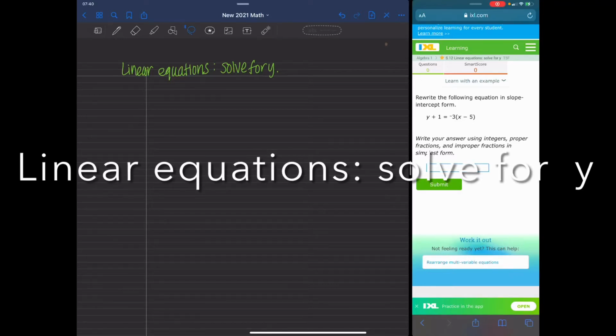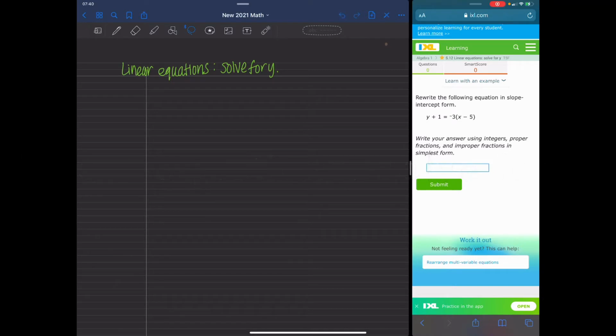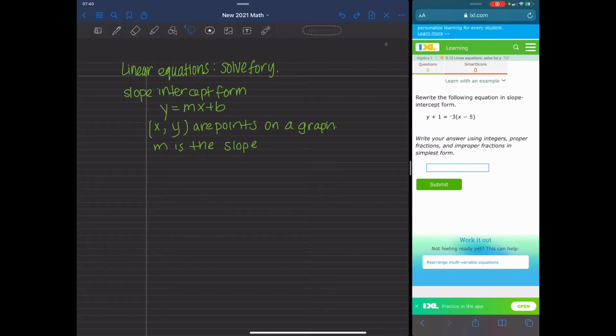All right, we're going to look at linear equations and how to solve for x. So the first thing you need to know is the slope-intercept form. And the slope-intercept form equals y equals mx plus b. You should know that x and y are points on the graph. You should also know that m is the slope and b is a y-intercept. So let's explain this a little bit further.